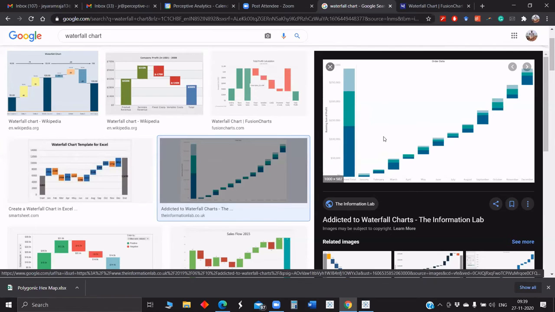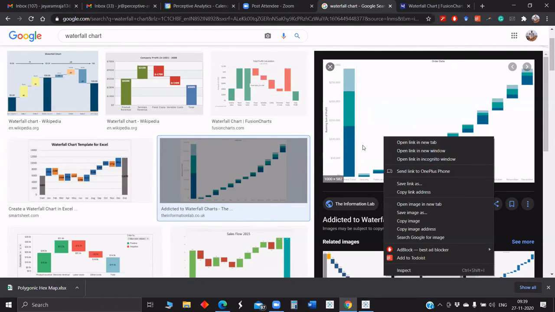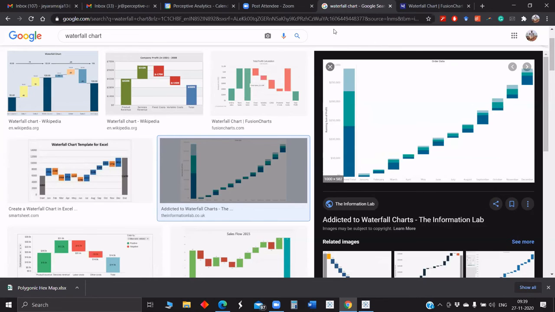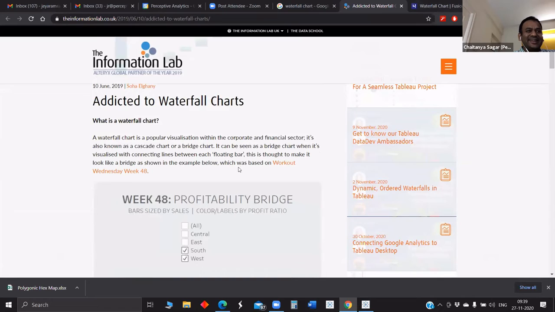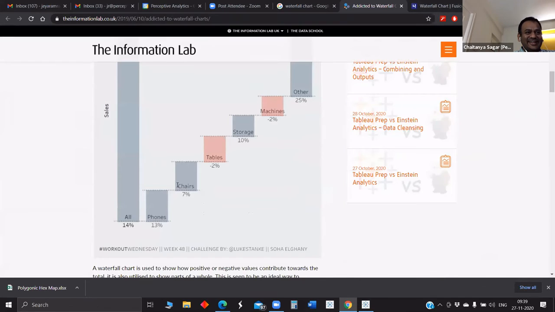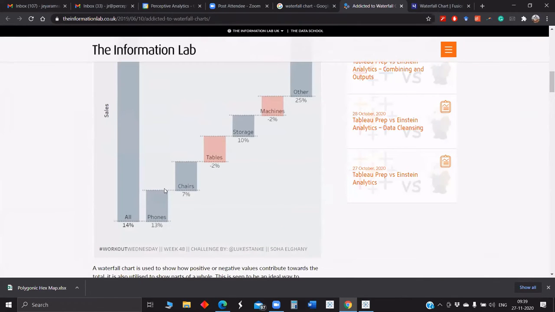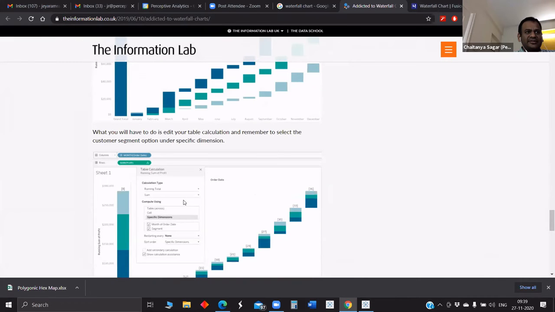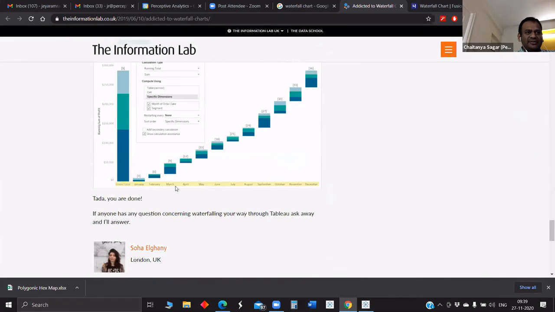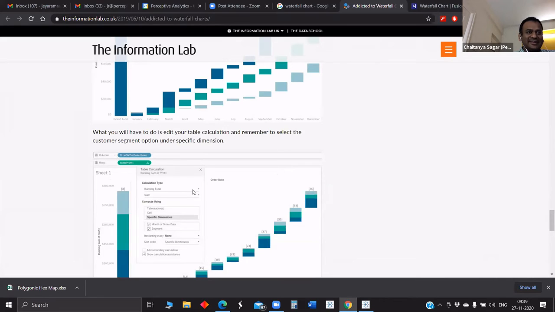If I'm not wrong, this was built on the Sample Superstore data. It looks like that. I don't know. Maybe categories. Okay, so this is on Tableau. That's interesting. Whatever it is, segment. Yeah, but it is across. It's the same thing, is it? Oh, okay, that's interesting. All right.